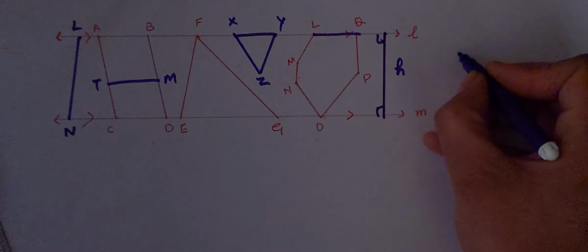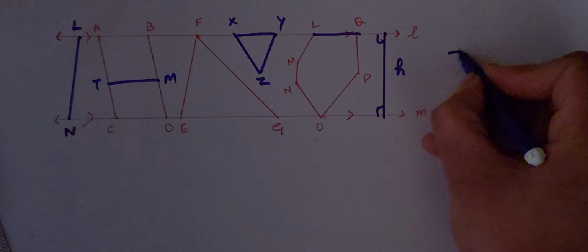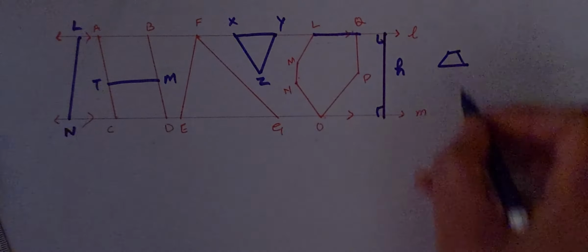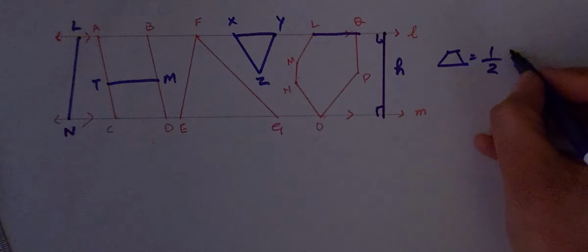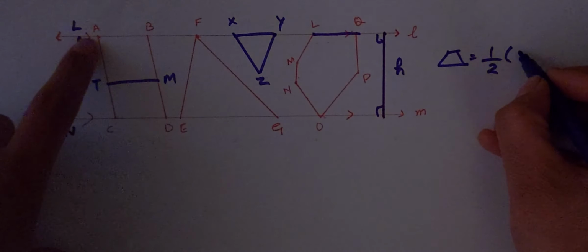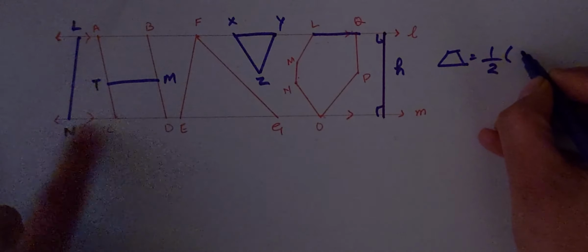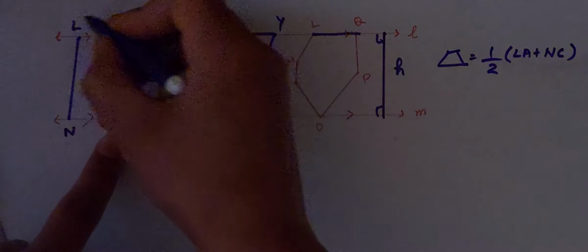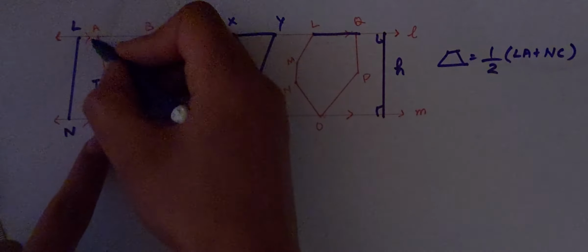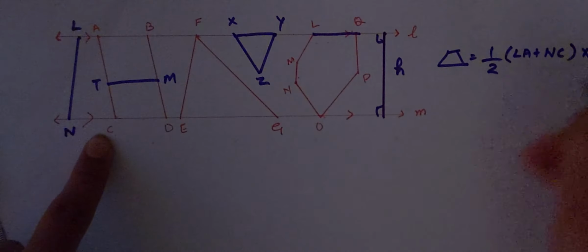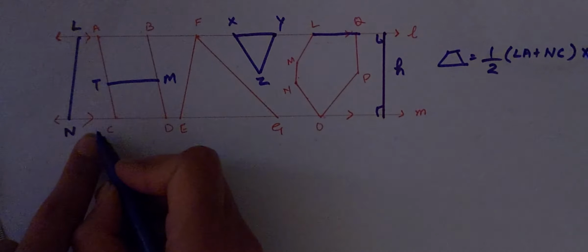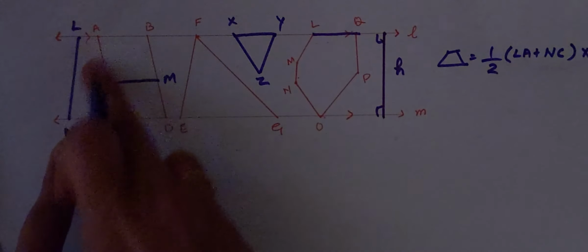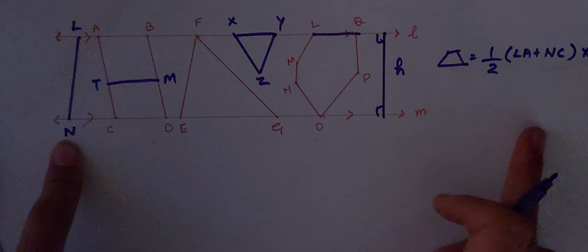Area of a trapezium is half into sum of parallel sides. Okay, and what are the parallel sides here? LA and NC. So it's going to be LA plus NC into the perpendicular distance between those, meaning height, meaning into H. So how do we find its area? Half into LA plus NC into H.